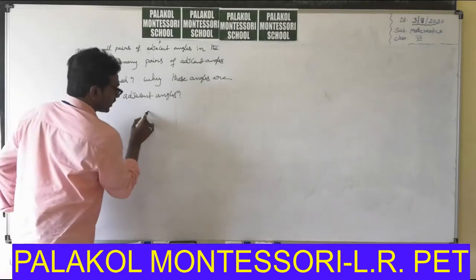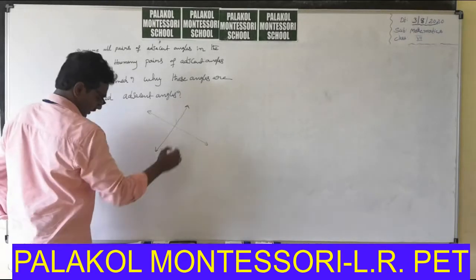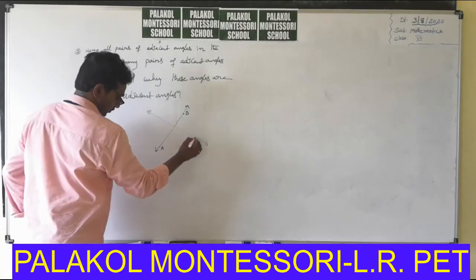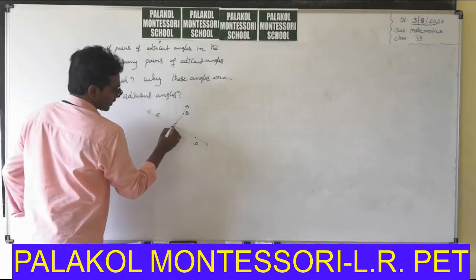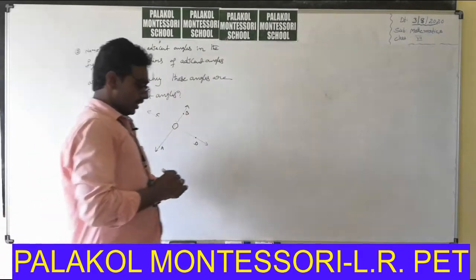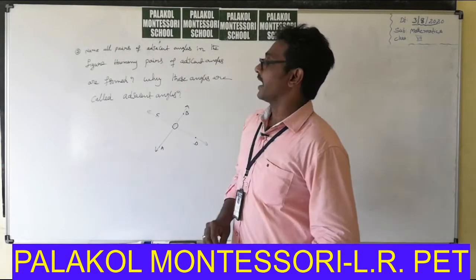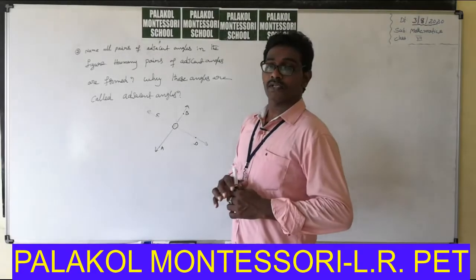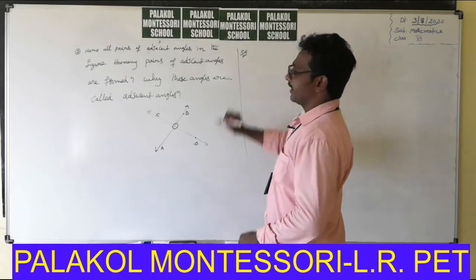So, you draw the figure. This is line AB and line CD. It makes some angles. Okay. First you study the question: name all pairs of adjacent angles in the figure. First you write the adjacent angles in this figure. Guys, see the solution. Write the adjacent angles.